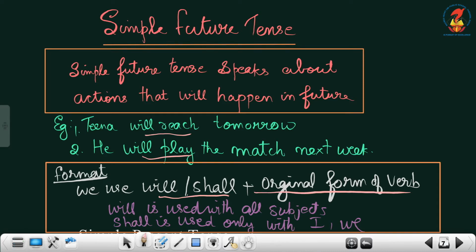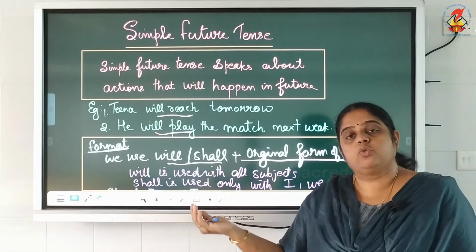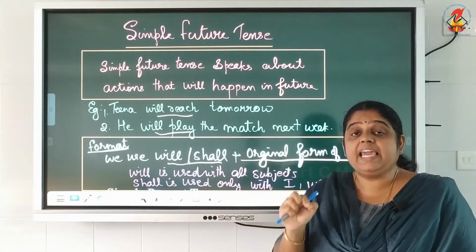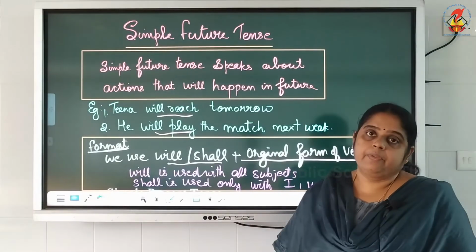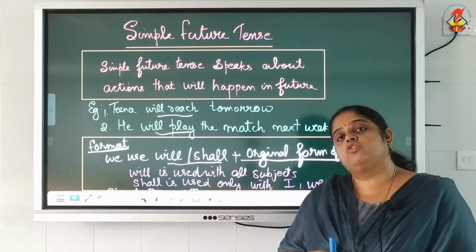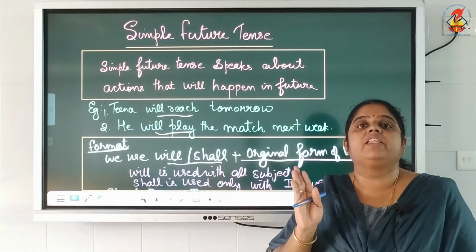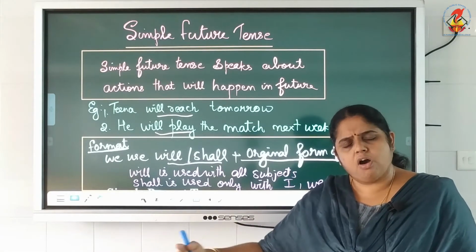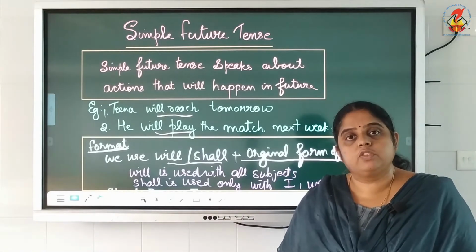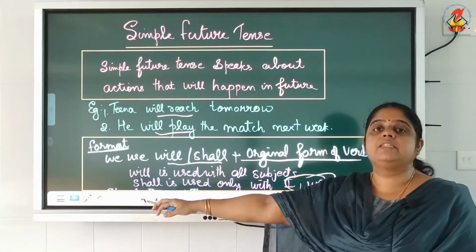If the subject is I and we, we have to use shall. I shall go to the school tomorrow. We shall go to school tomorrow. But with I and we we can use will also. There is no problem. If I say I will go to school tomorrow, that is correct. But shall can be used only with I and we. We can use will with all the subjects.